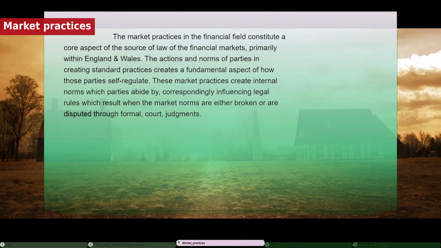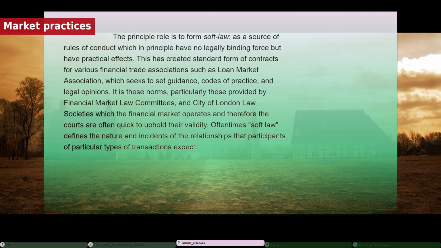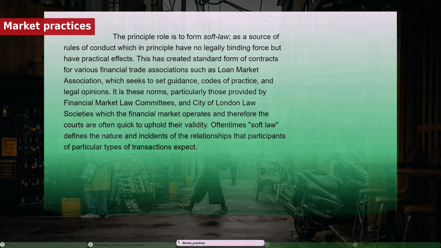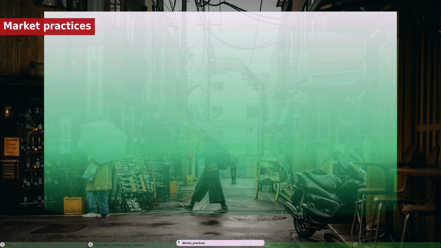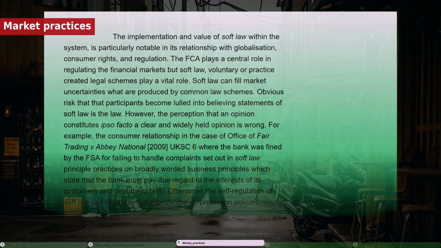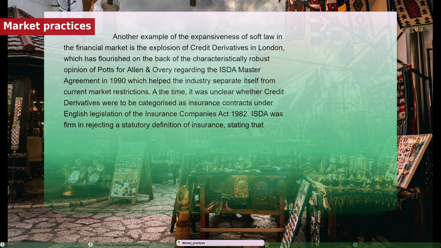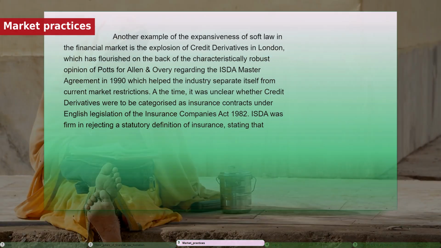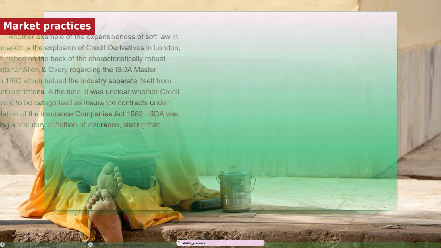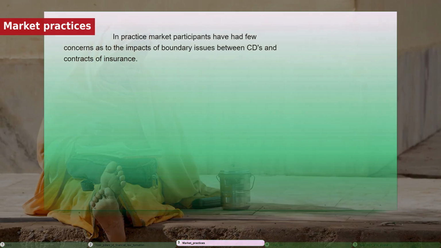Interesting. What do you mean by soft law here? Soft law refers to voluntary standards and practices shaped by market participants. They can define relationships, but may not have formal legal weight. Yes, soft law plays a significant role, especially in areas where common law creates uncertainty. But could reliance on soft law backfire, especially for consumer protection? Absolutely, which is why some argue that a balance must be struck to avoid over-reliance on these norms.